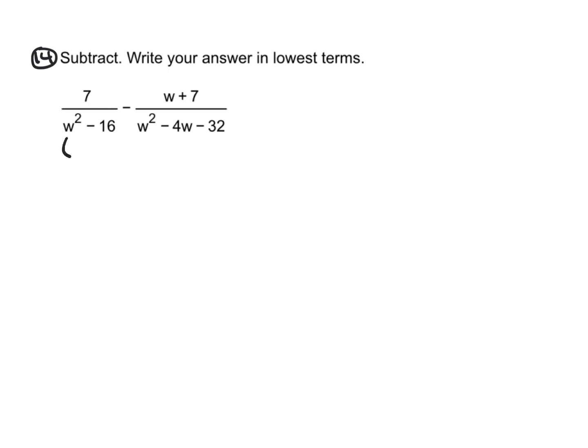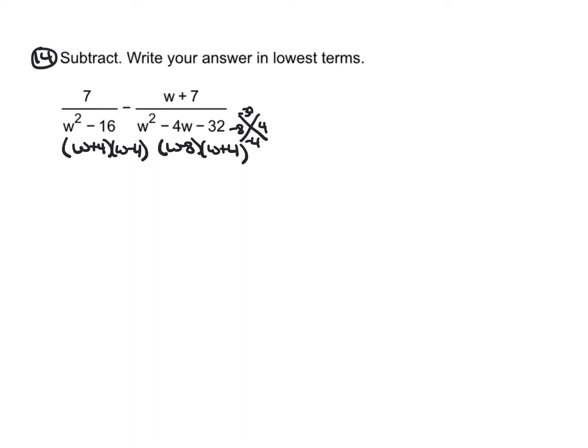And to factor the bottom, w squared minus 16 is w plus 4 times w minus 4, because that's a difference of squares. For this one, I need two numbers that multiply to negative 32 and add to negative 4. I know that 32 is 8 times 4, so if I had a negative 8 and a positive 4, that would make the negative 32 and the negative 4. So this bottom is w minus 8 times w plus 4.